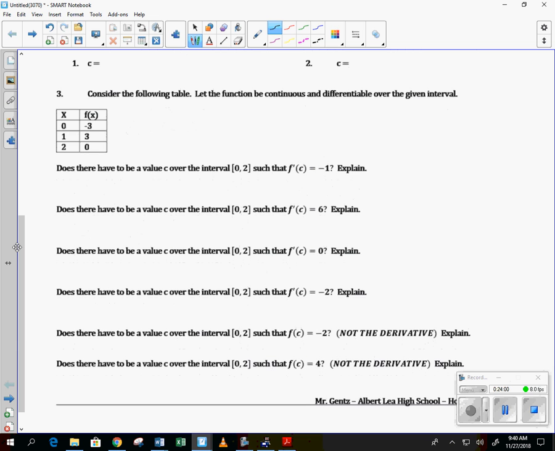Okay, here's what I want you to do. Please look at problem number 3 on the front, okay? We're going to go through this together. It says, if you consider this table here, for x is 0, f of x is negative 3, for x is 1, f of x is 3, and for x is 2, f of x is 0. You tell me, does there have to be a value c over the interval 0 to 2 such that the derivative is equal to negative 1 at some point?